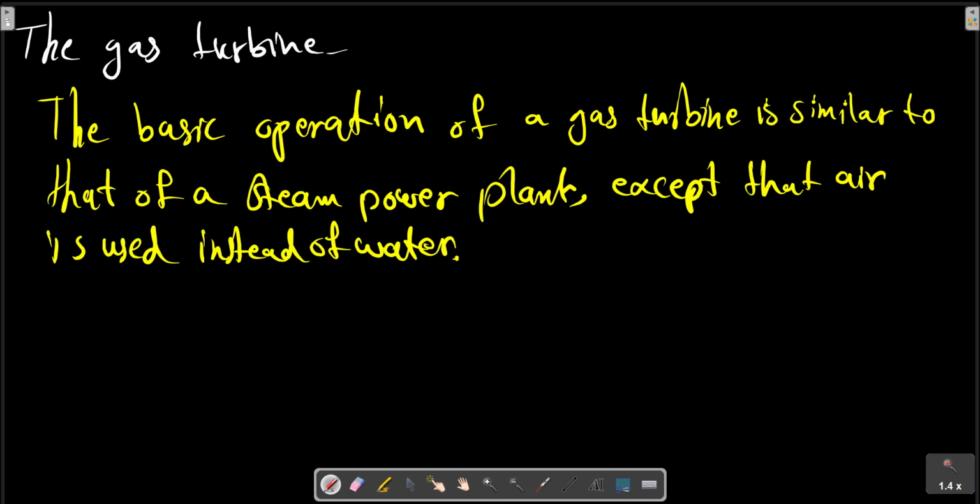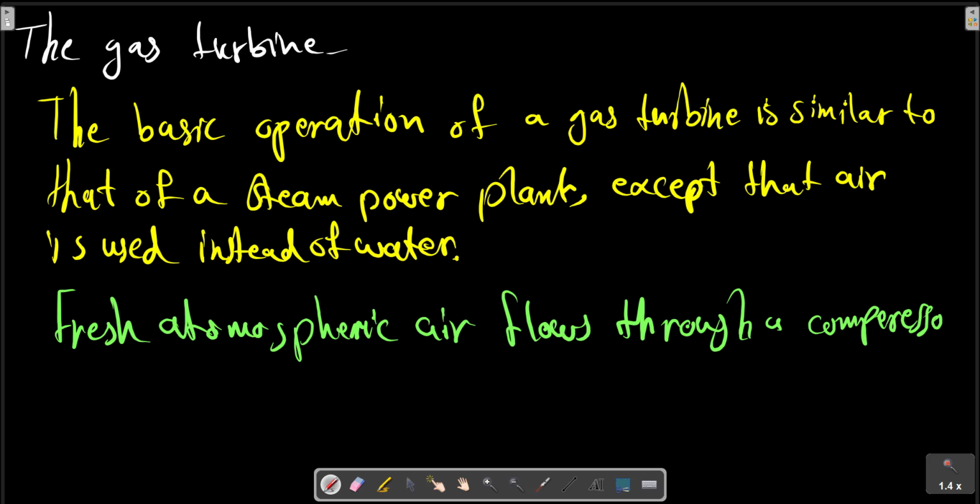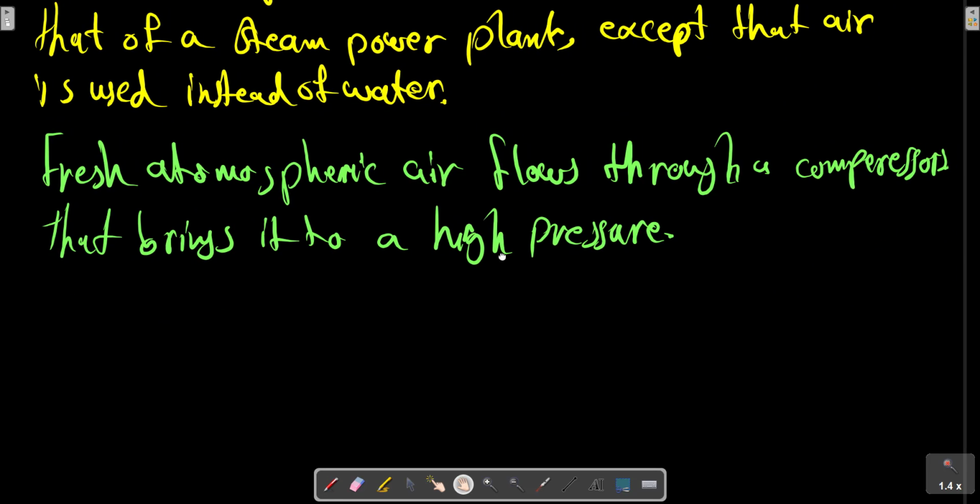Fresh atmospheric air flows through a compressor that brings it to a high pressure. So, in the first step, fresh air is compressed.